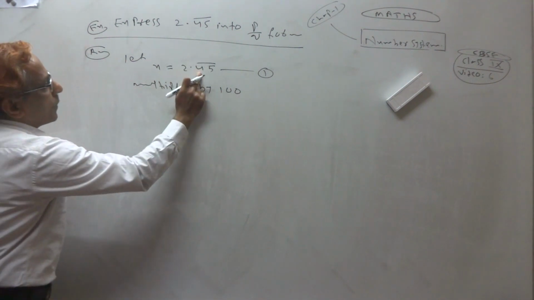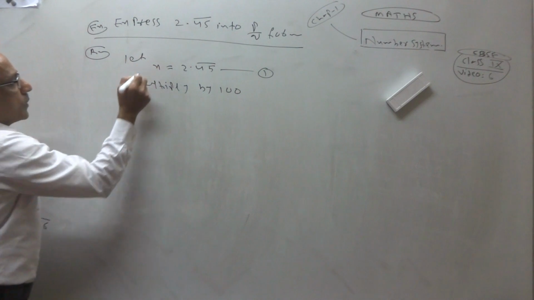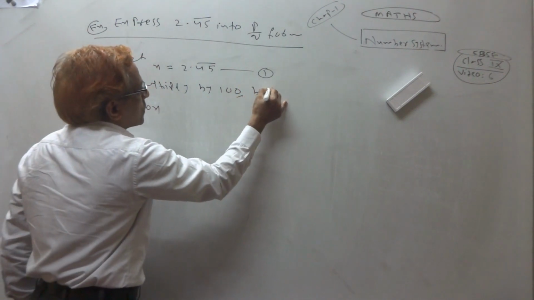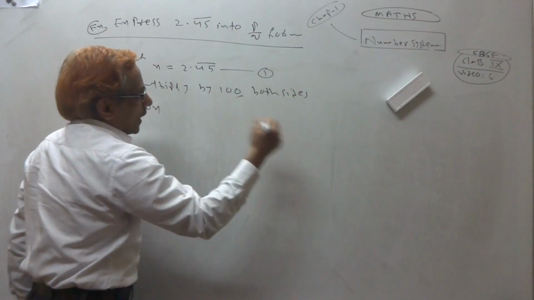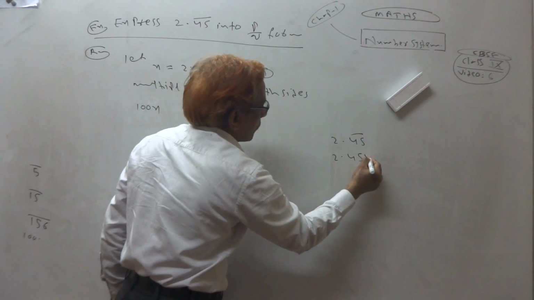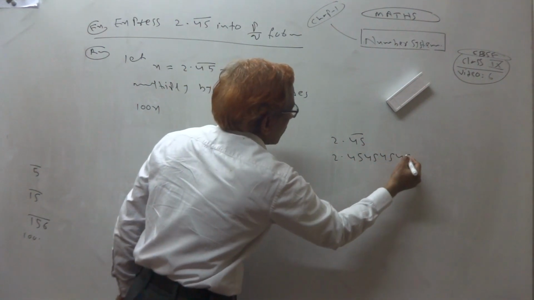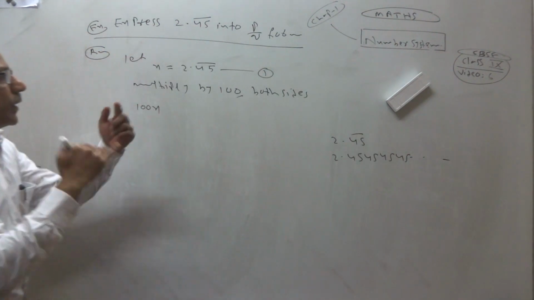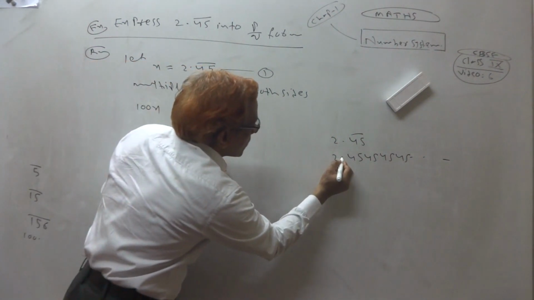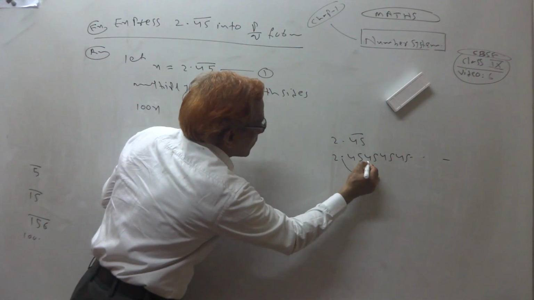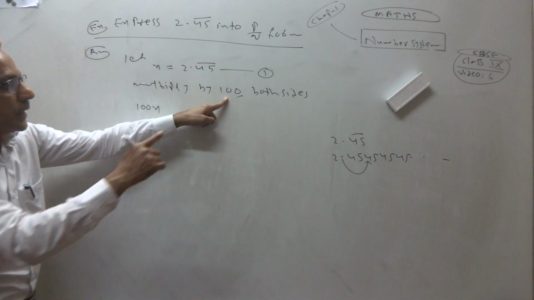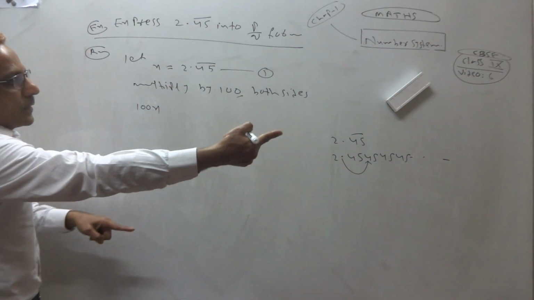So under the bar 2 numbers, multiply by 100. So what do I get? 100x. Multiply by 100 on both sides. Actually 2.45 bar means 2.45, 45, 45, 45. You know that. So when you multiply by 100, what happens? The decimal will move after 2 places.